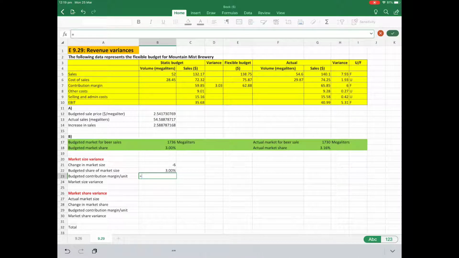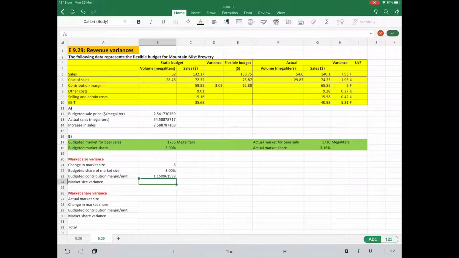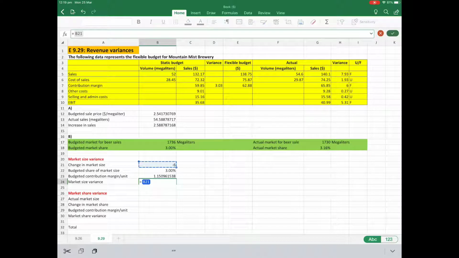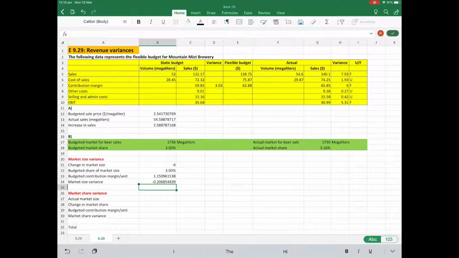And then the budgeted contribution margin per unit. You will take the contribution margin in the static budget and divide it by the number of units you sell, so you get the contribution margin per unit. And then the market size variance equals this times this and times this. Okay. So that is about 2 million something, right?